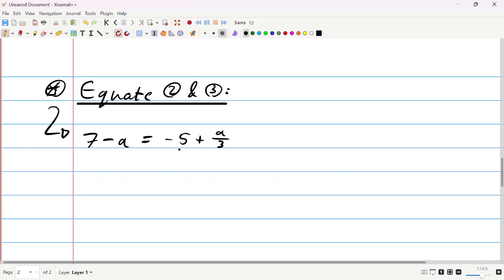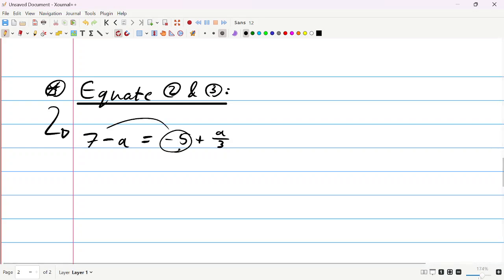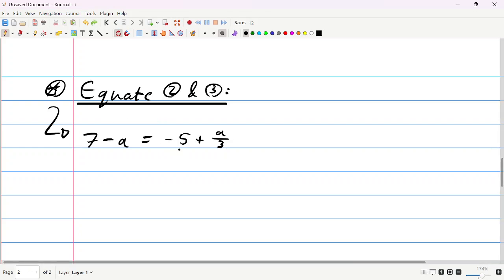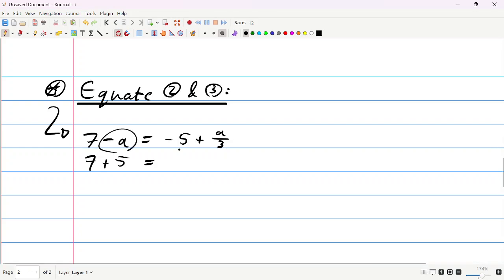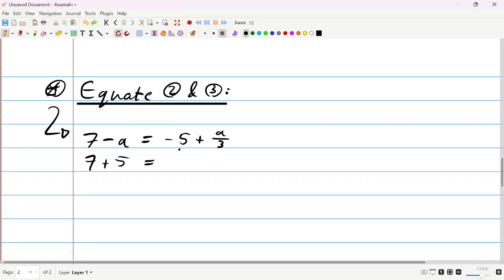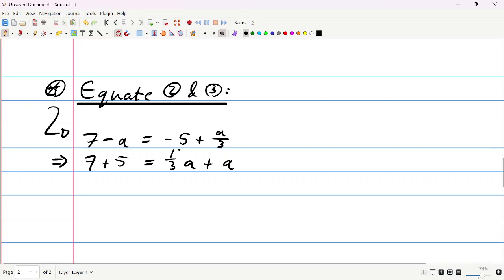Okay. And then from here, what are we going to do? So you'd probably think, what are we going to do here? But it's actually not that bad. Here, let's just take the constants over there. So the -5 can go over as +5. So 7 plus 5 is on this side. We take the -a over to the other side. So therefore it will be a over 3 plus a. Okay, but a over 3 is the same as saying a third times a. So you could say a third times a plus a. Okay. And if we simplify, 7 plus 5 is equal to 12.